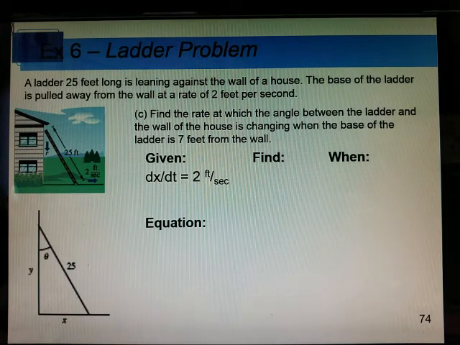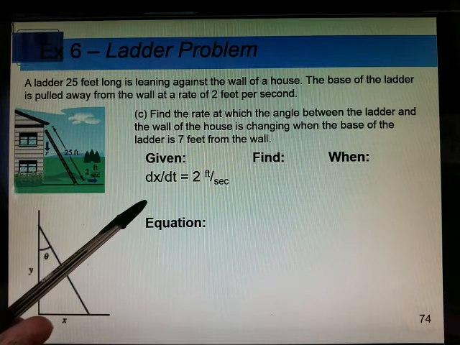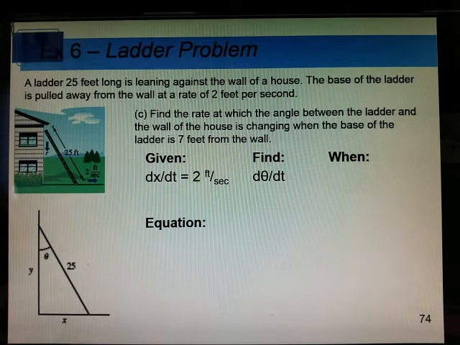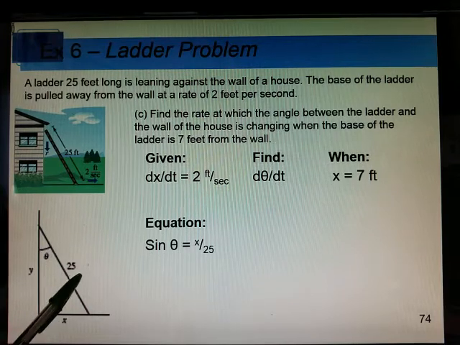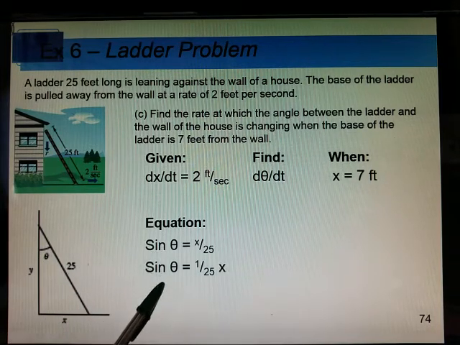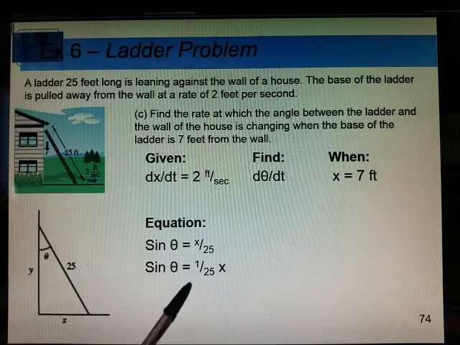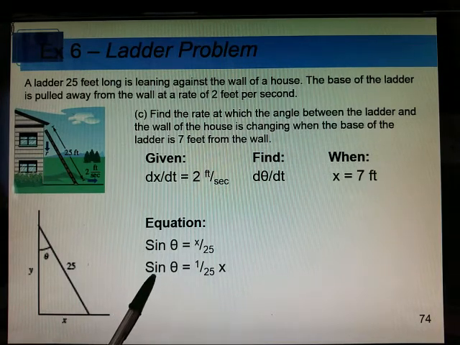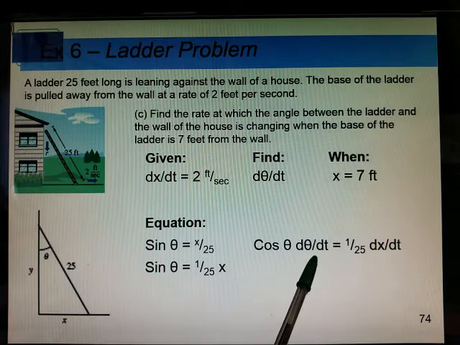All righty, guys. So we're given the same dx/dt. We also know dy/dt if we need it. Find d theta/dt when x is 7. When x is 7, we also know y is 24. All right, the equation this time, I've got x and 25. The sine is x over 25. We did coefficient of 1/25 x. The derivative of the sine is cosine theta d theta/dt.